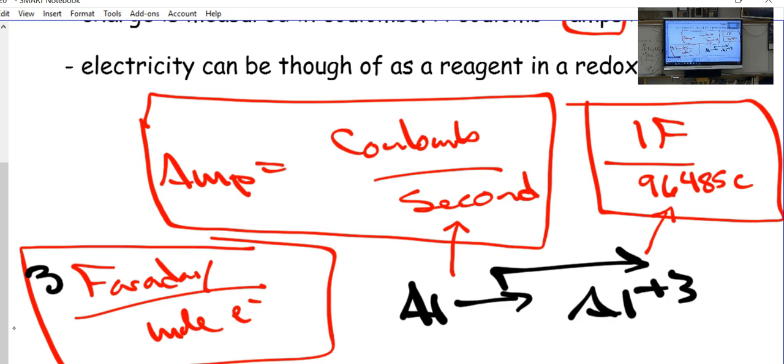All right. I haven't looked at this for a year, but I think we'll be all right. We have an amp is equal to a coulomb per second. 1 Faraday is equal to 96485 coulombs. I'm a little confused on my own self. Oh, I see what they are.